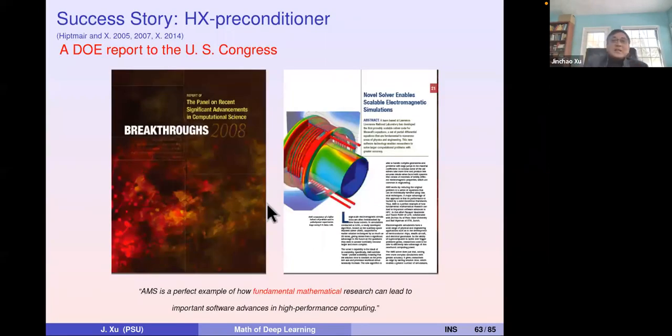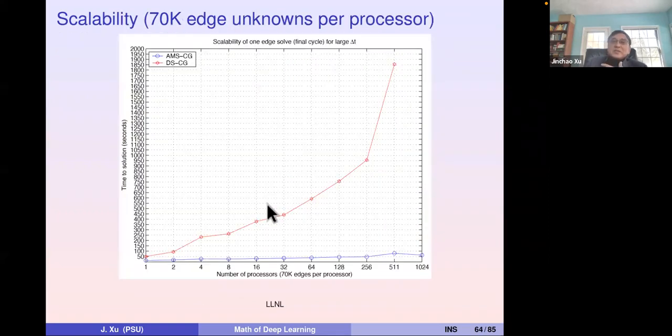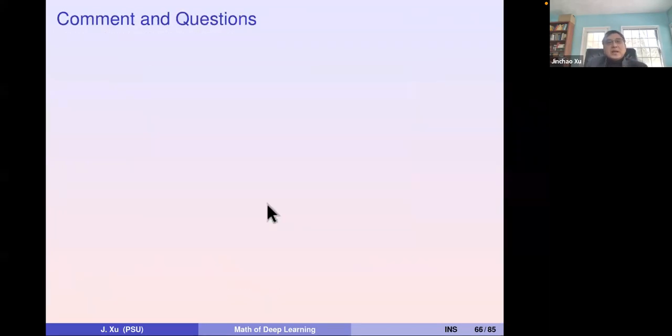For example, I use this, as mentioned in the introduction. We have this algorithm in a DOE report to the US Congress. It shows that we actually have the fundamental algorithm, which is a few orders of magnitude faster than the best method in the DOE, because of this multigrid technology.